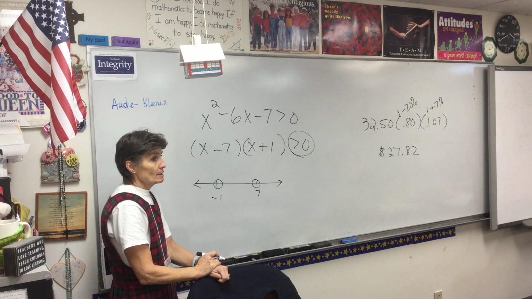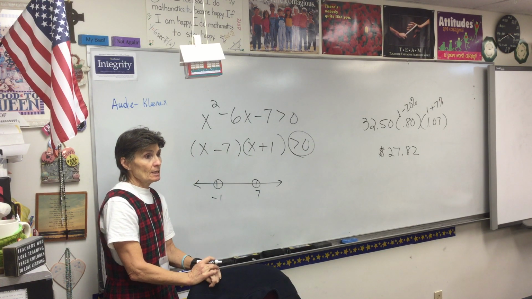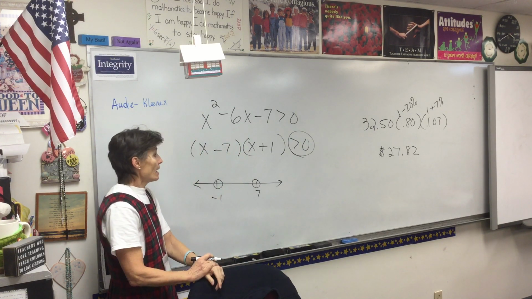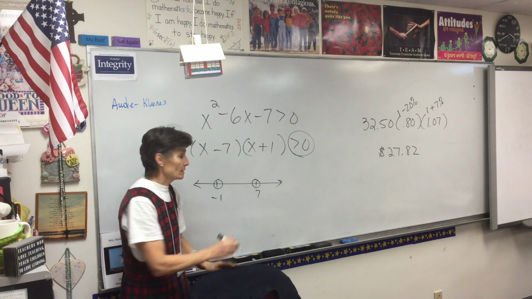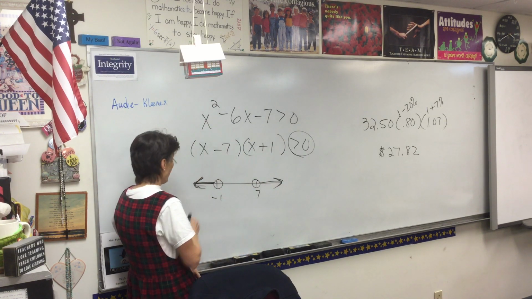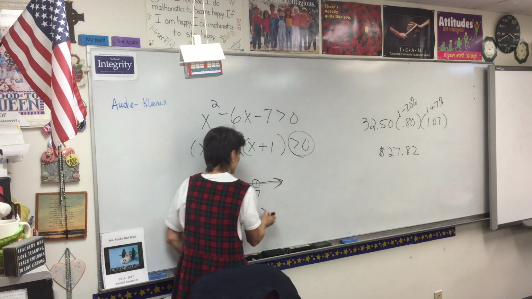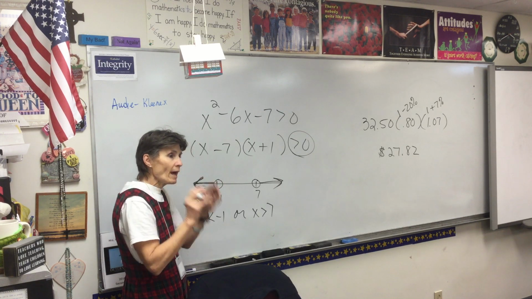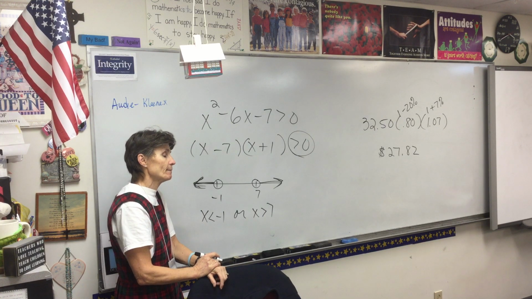Now there's the real way to do this and there's the shortcut. As long as there are no squares here, you can use the shortcut. If it's a greater than, we're shaded out. So automatically we can say our answer is everything less than -1 or greater than 7. If you want to do it the real way, you plug a number in and see if it works, and shade or don't shade.